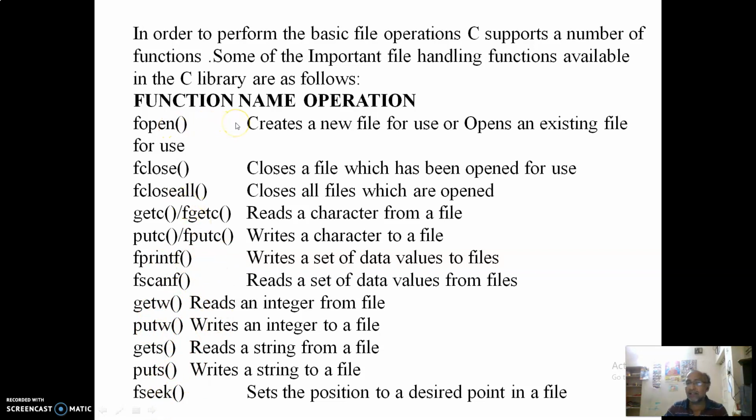What exactly is fopen? It creates a new file for the user or opens an existing file for use. fclose closes a file which has been opened for use. fcloseall closes all files which are open. Like this, different functions will be there to do the file handling. Thank you.